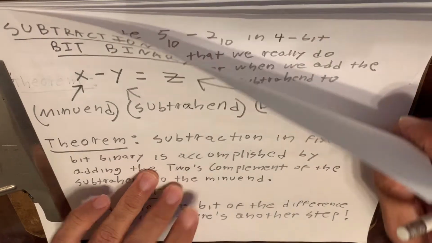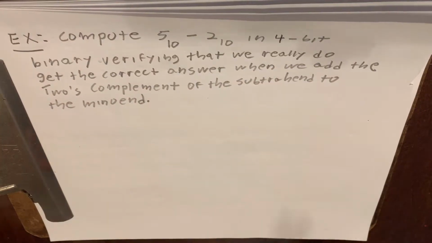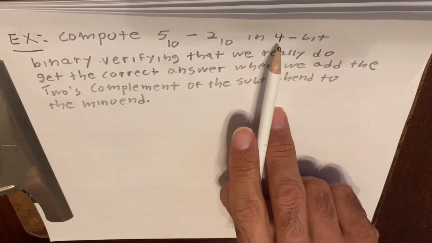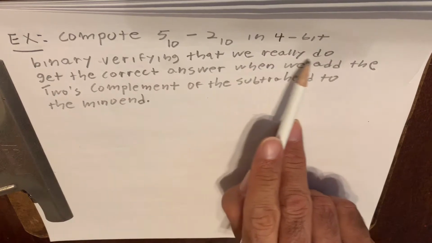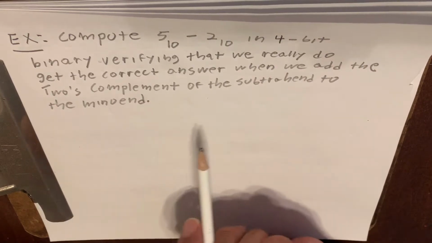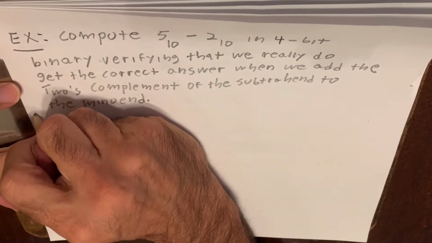But in this video, we're going to do the most simple case. We are going to compute the difference in 4-bit binary, but there's nothing sacrosanct about 4-bit. It could be any bit size, verifying that we really do get the correct answer when we add the 2's complement of the subtrahend to the minuend. Let's get started.